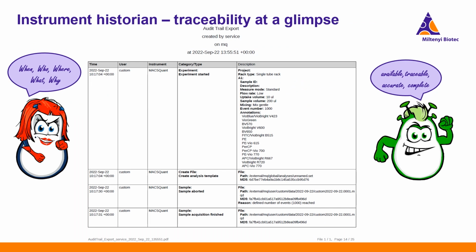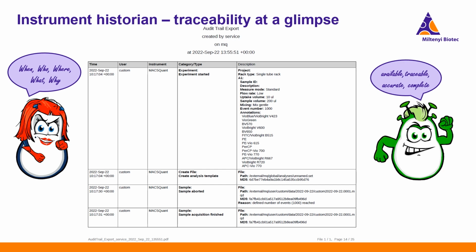I would like to demonstrate to you an exemplary historian that you can export from our MaxQuant analyzer and Taito instruments to archive operator and system actions for transparent traceability. Our audit trail report answers the most important questions, which are: when, who, did, on which instrument, what, and why. The detailed description field shows you all critical experiment settings in this example.